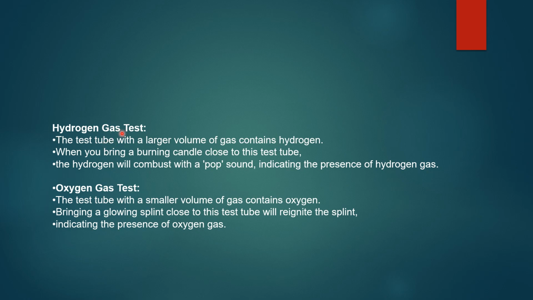So let's see हाइड्रोजन गैस टेस्ट. जैसे किसी टेस्ट ट्यूब में आपके पास हाइड्रोजन गैस है तो आप कैसे चेक करोगे? ठीक है. When you bring a burning candle close to this test tube, the hydrogen will combust with a pop sound, indicating the presence of hydrogen gas. आपको क्या करना है, एक बर्निंग कैंडल ले आओ near the end of the test tube और जैसे ही वो हाइड्रोजन के कांटेक्ट में आएगा आपको पॉप साउंड सुनाई देगी. So this is basically hydrogen containing test tube. और हाइड्रोजन उसी टेस्ट ट्यूब में होगा जिसमें वॉल्यूम ज्यादा थी.